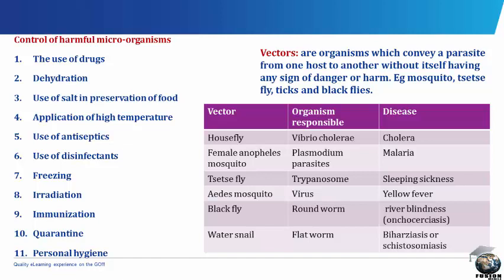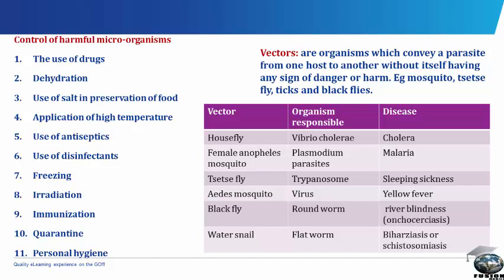Vectors are organisms which convey a parasite from one host to another without itself having any sign of danger or harm. For example, we have the mosquito, the tsetse fly, the ticks, and black fly. On the screen are lists of some vectors with the organisms responsible for the disease they carry. The housefly, the organism responsible is the Vibrio cholerae, while the disease is cholera. Female Anopheles mosquito, the organism responsible is the Plasmodium parasite, and the disease imputed is malaria.